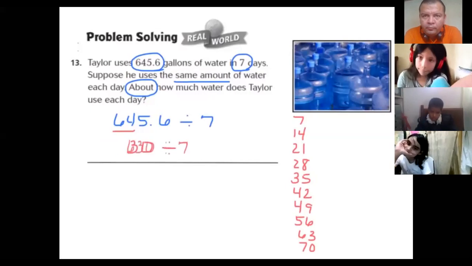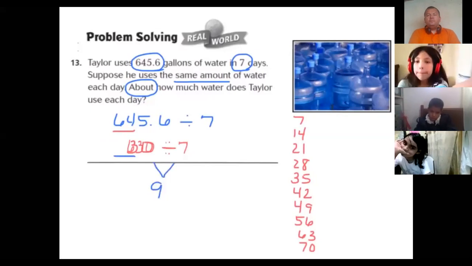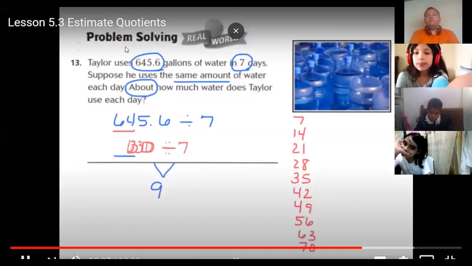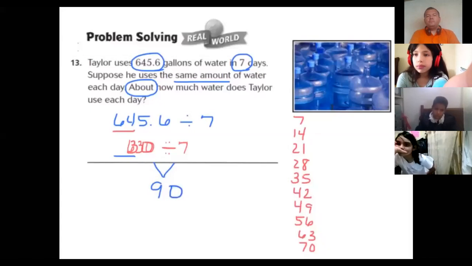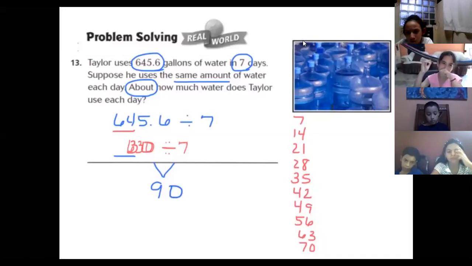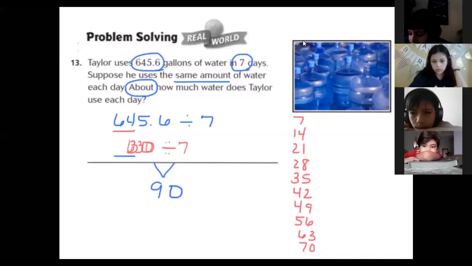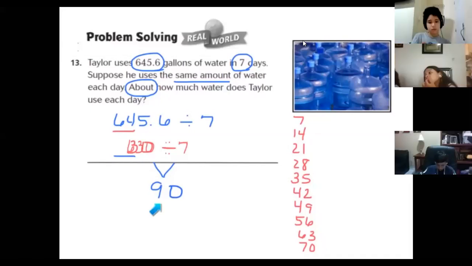Now, I know that 7 goes into 63 9 times. So I'm going to write my 9 down, but listen, I still have that 0 hanging out behind the 63. So instead of my answer just being a quotient of 9, I'm going to make that a quotient of 90. So when I divide 645 and 6 tenths by 7, my estimated quotient turns out to be about 90. So we're talking about 90 gallons of water that Taylor uses each day.